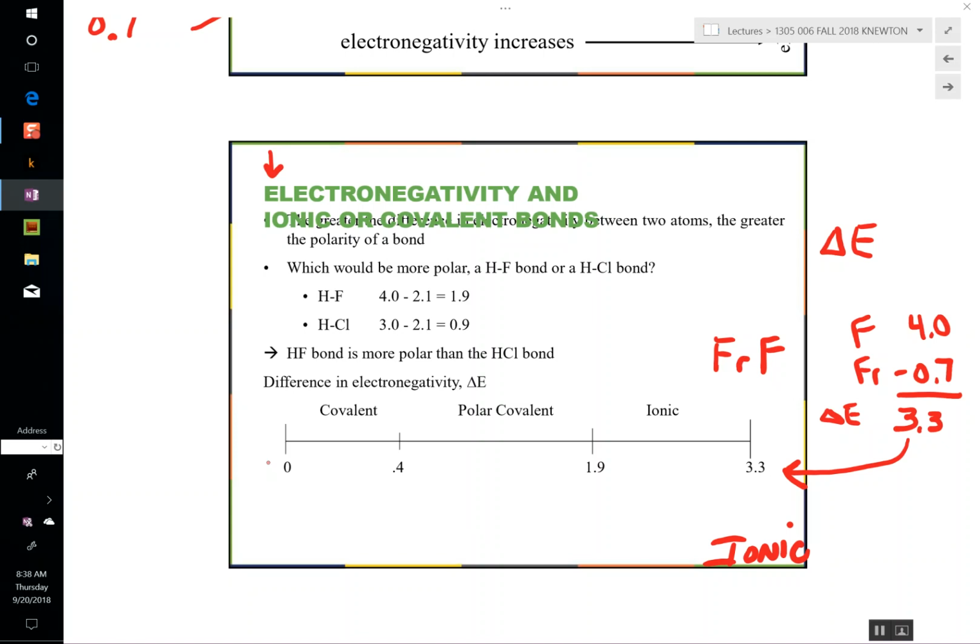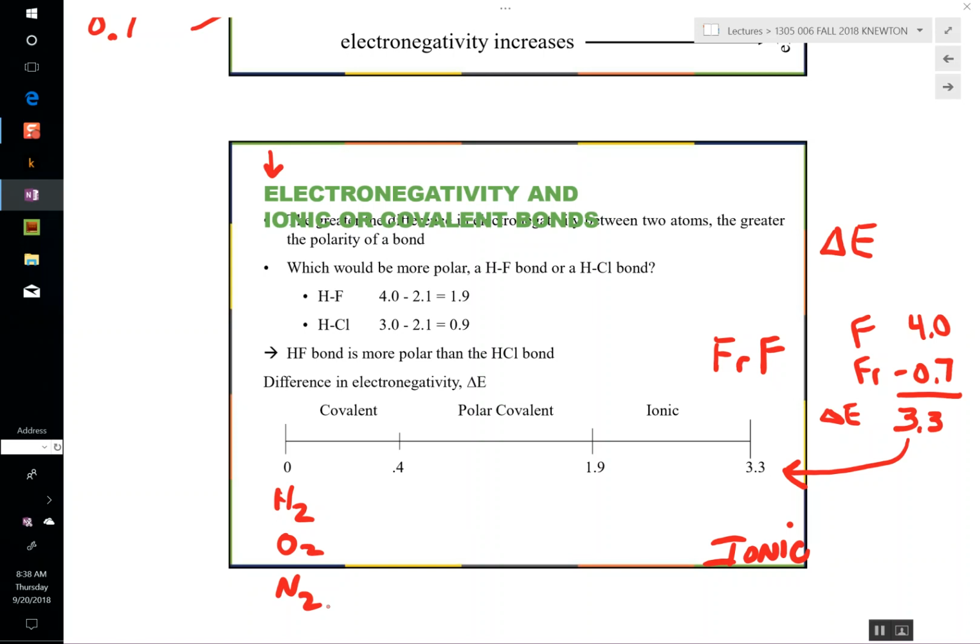Two hydrogens. A diatomic molecule. Any diatomic molecule: 2 hydrogens, 2 oxygens, 2 nitrogens. Why? You're going to take hydrogen, 2.1 minus 2.1, is 0. Okay, you with me? So that fixes the other end. So diatomic molecules are as covalent as you can get. Francium fluoride is as ionic as you can get. Now what about everything in the middle?